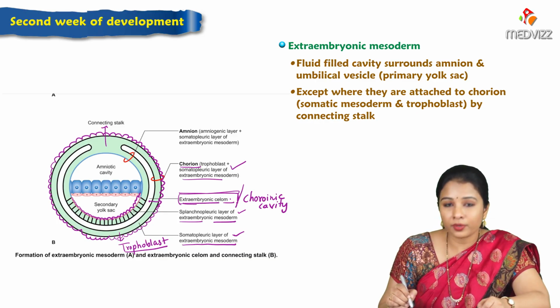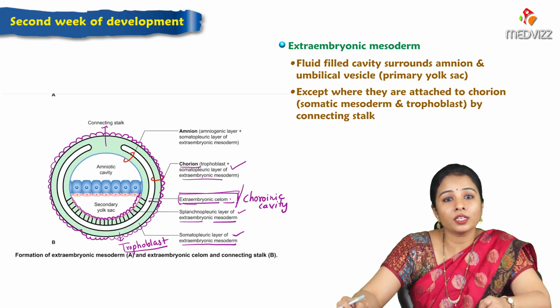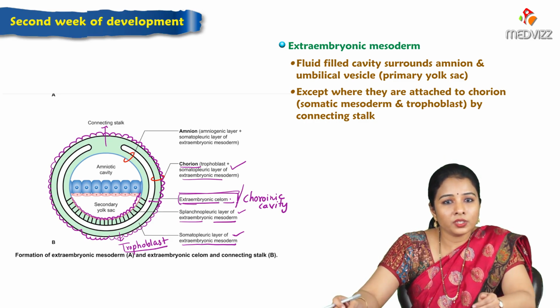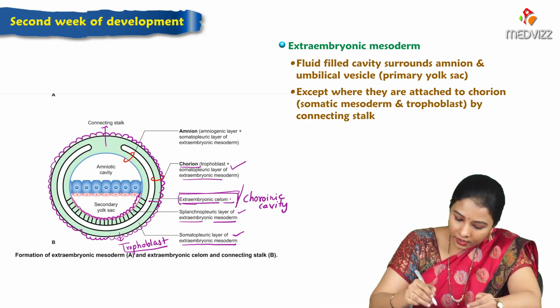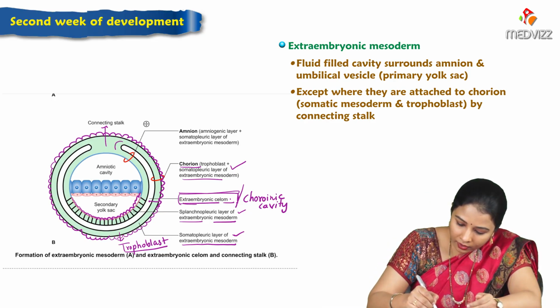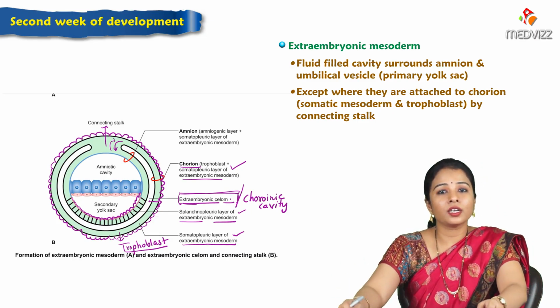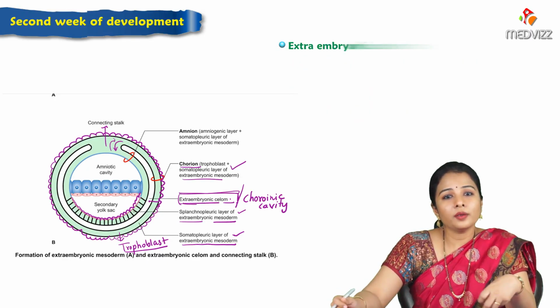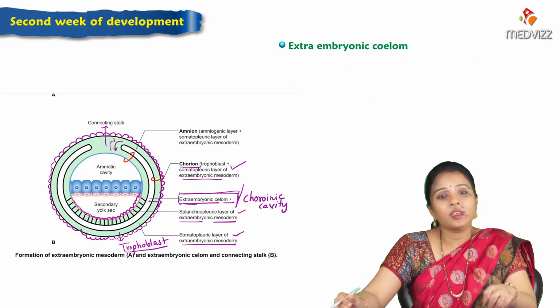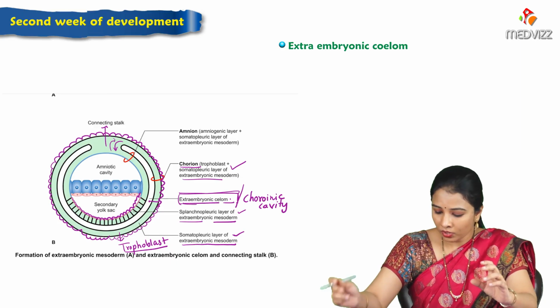That is the extraembryonic coelom where the connecting stalk develops. Except where they are attached to the chorion, so somato-mesoderm of the trophoblast. Here we can see the splanchnopleuric and somatopleuric, they form a common component at the connecting stalk. The extraembryonic coelom splits into two parts. Again we know what those two parts are.